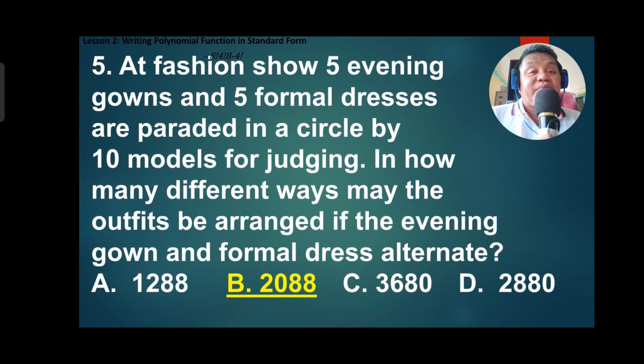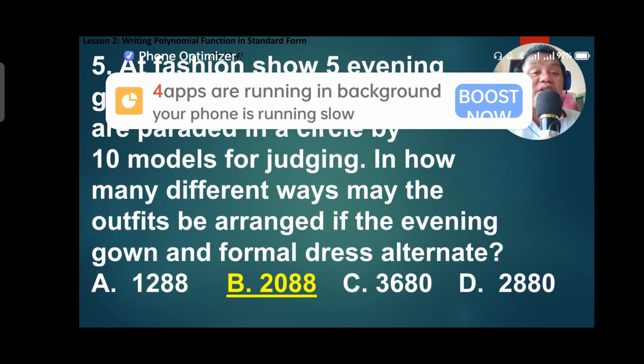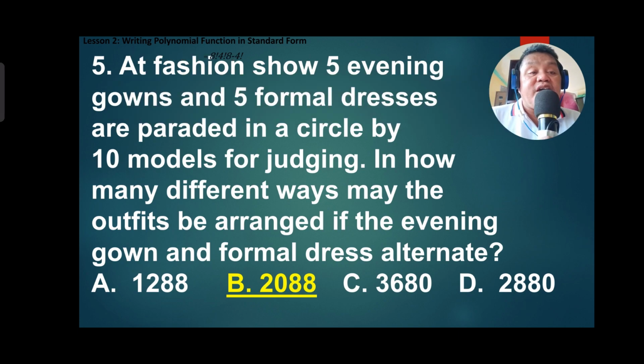Number 5. At fashion show, 5 evening gowns and 5 formal dresses are paraded in a circle by 10 models for judging. In how many different ways may the outfits be arranged if the evening gown and formal dress alternate? Possible answer here is 2088. Anyway, kindly check this in your calculator.